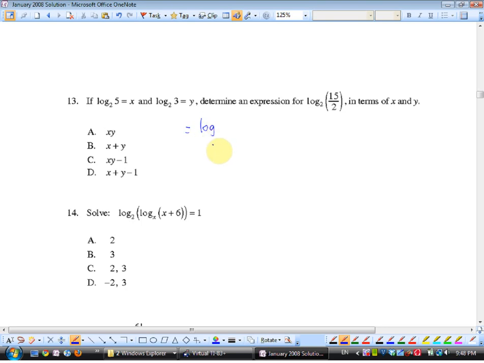log base 2 of 5 plus log base 2 of 3, because 15 is 3 times 5, or 5 times 3, and that's adding outside a log, same as multiplying inside a log, and dividing inside a log is the same as subtracting outside the log. And I'm done. Watch. According to this question, the log base 2 of 5 can be replaced with an x, and the log base 2 of 3 can be replaced with a y, and, oh, log base 2 of 2 is just a 1. D.